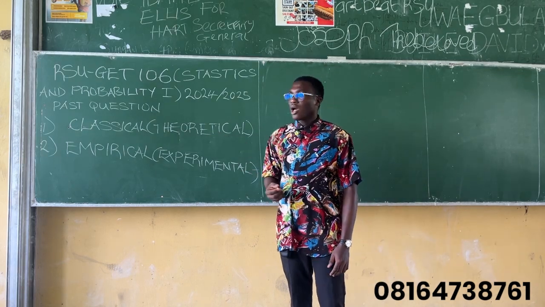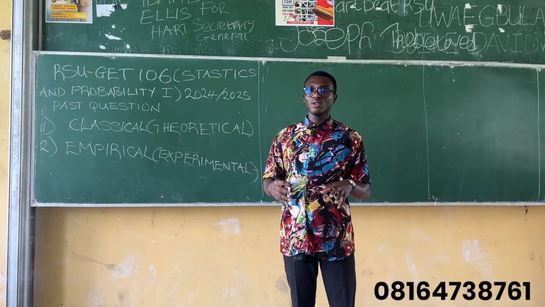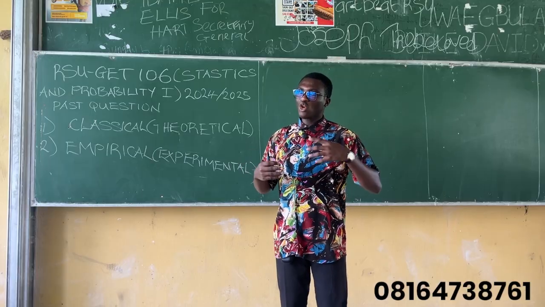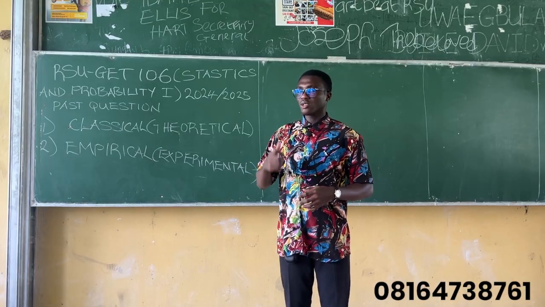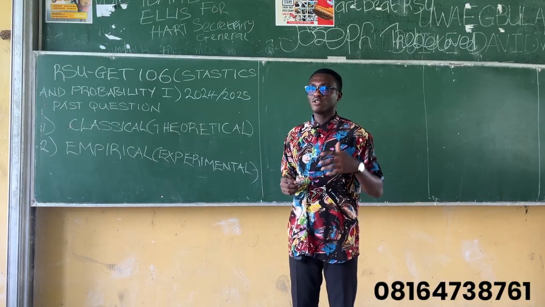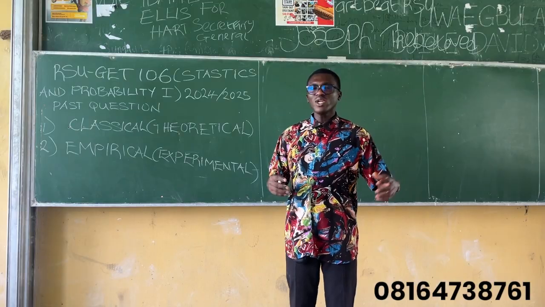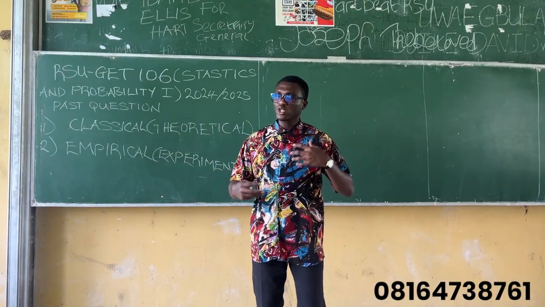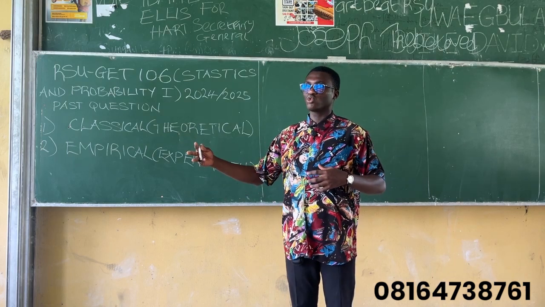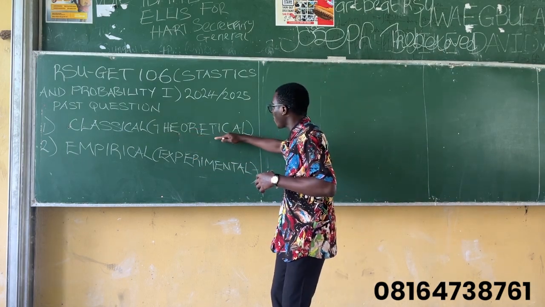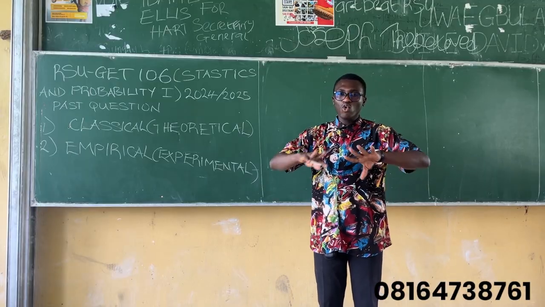Now, for the first method of assigning probability, which is the classical or the theoretical method, we assign probability based on an assumption that each outcome is equally as likely to occur. So, for example, if you were to toss a fair coin, the possibility of getting heads is 1/2, which is equally as likely as the possibility of getting a tail, which is also 1/2.